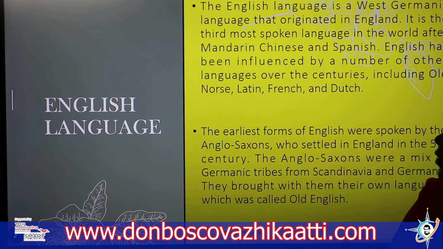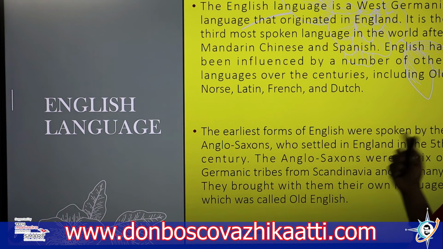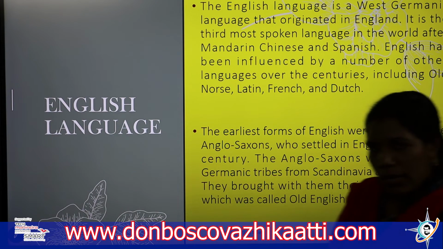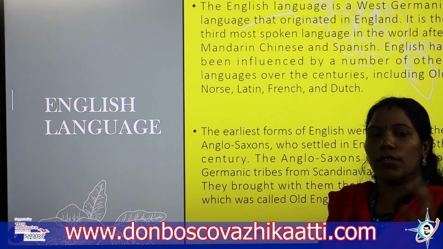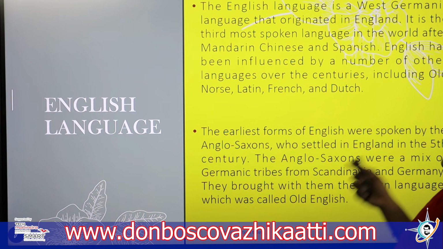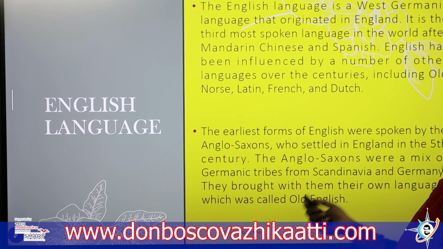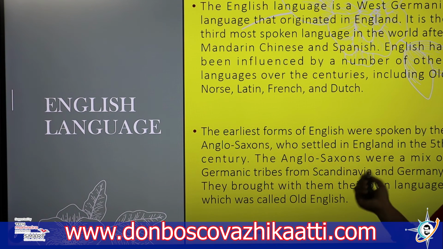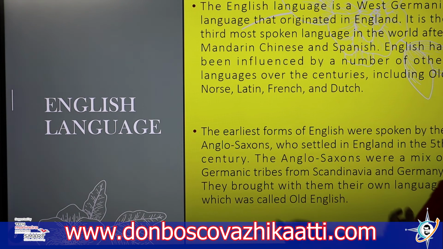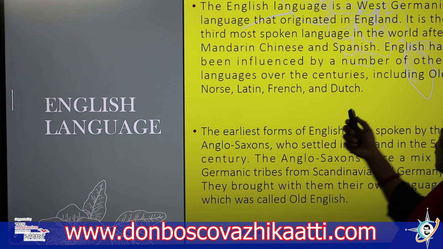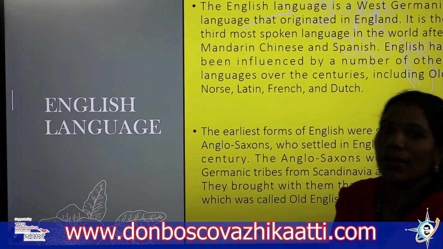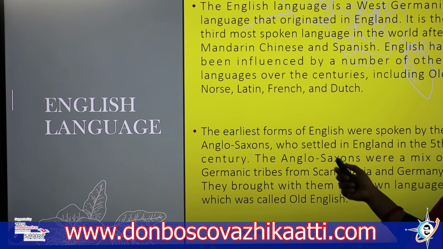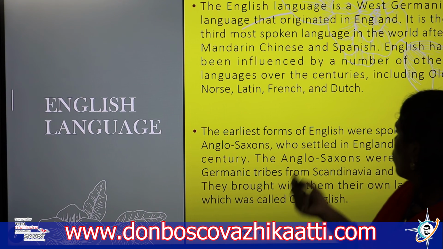The English language is a West Germanic language that originated in England, but the real invaders were the Anglo-Saxons. It is the 3rd most spoken language in the world after Mandarin Chinese and Spanish. English has been influenced by a number of languages over the centuries, including Old Norse, Latin, French and Dutch. The earliest form of English was spoken by the Anglo-Saxons who settled in England.